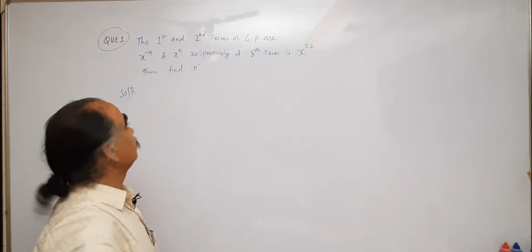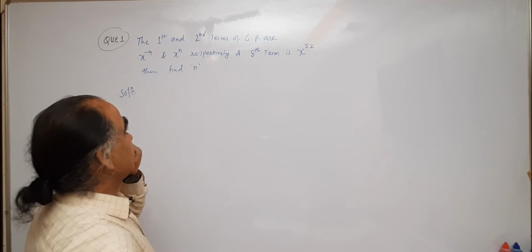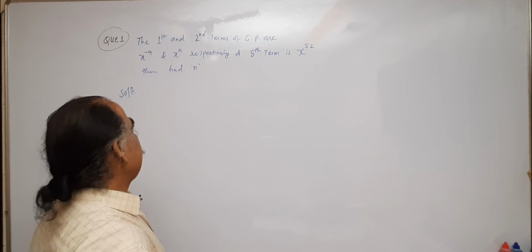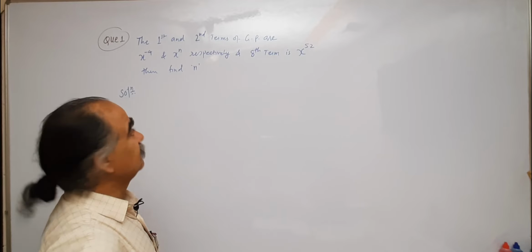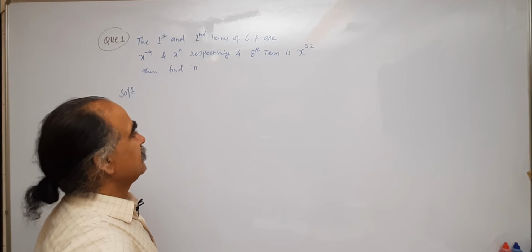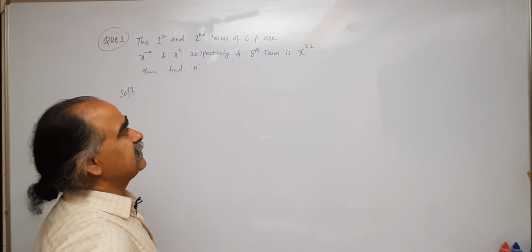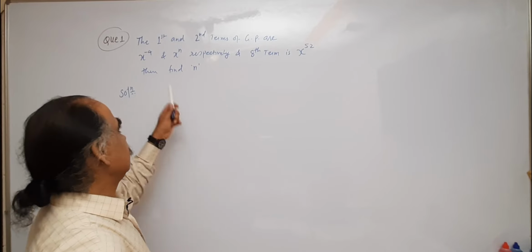See some questions on GP. Nth term of GP. The first and second terms of a GP are x raised to minus 4 and x raised to n respectively, and the eighth term is x raised to 52. Then find n.